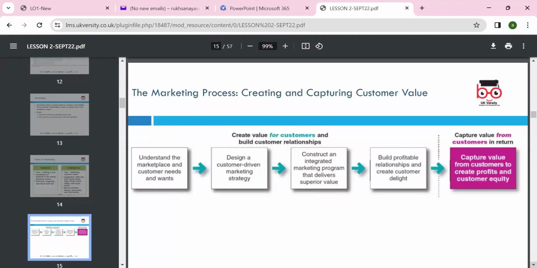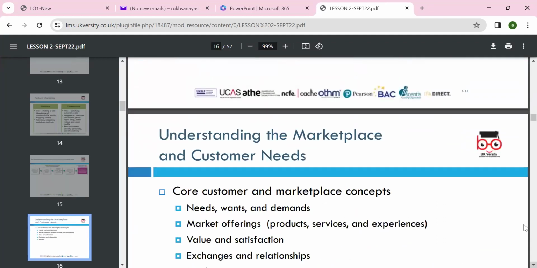Okay, so when you're looking at marketing, understand the marketplace and the customer needs, design a customer-driven strategy, construct an integrated marketing program, build profitable relationships, and capture value from the customer to create profit. That is quite crucial, which we need to focus on.